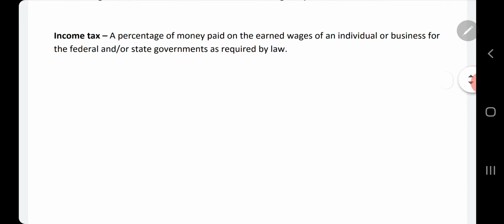And income tax is a percentage of money paid on the earned wages of an individual or business for the federal and/or state governments as required by law. So this is just the tax that's added to your paycheck, pretty much your earned wages. We get charged federal taxes, and luckily for us in the state of Texas, our state government does not charge us income tax on our paychecks or our earned income.